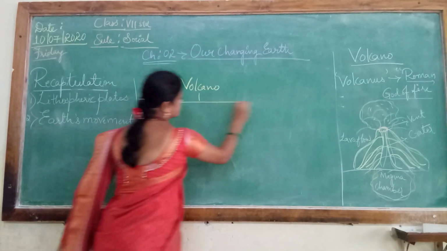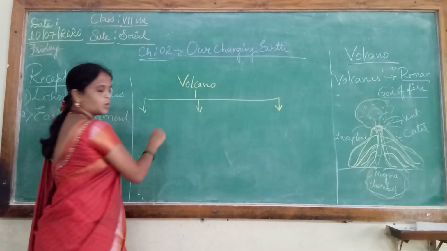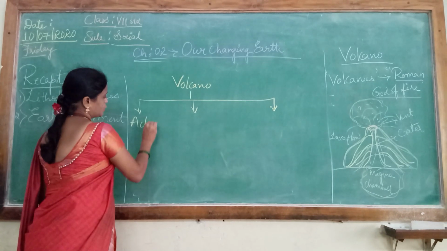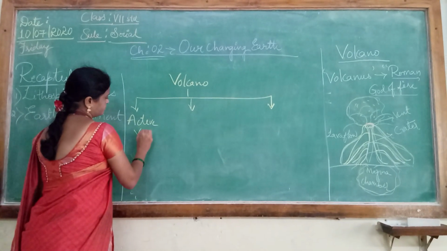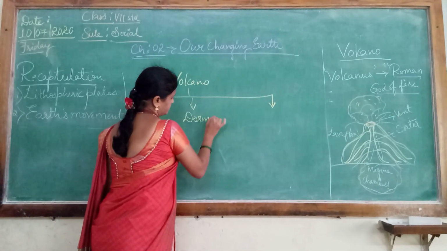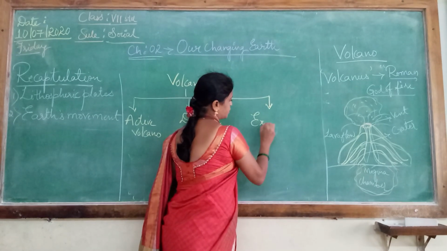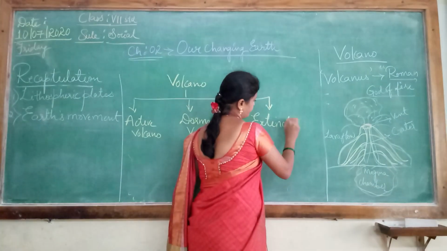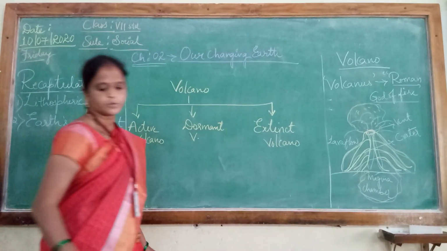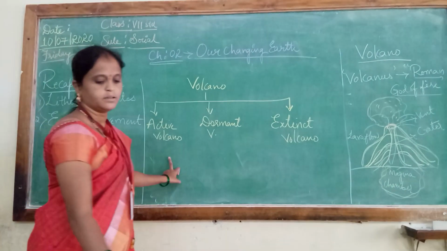So on the basis of its origin, frequency and eruption, the volcanoes are divided into three types. First is active volcano. Second, dormant volcano. And third is extinct volcano. So these are the major types of volcanoes. So now we will study about these volcanoes in detail.